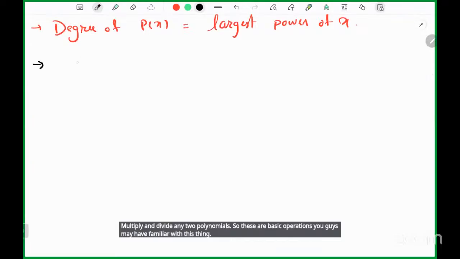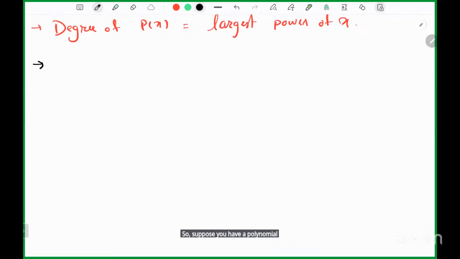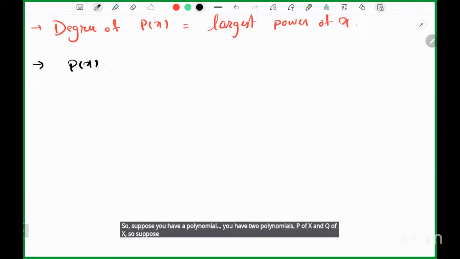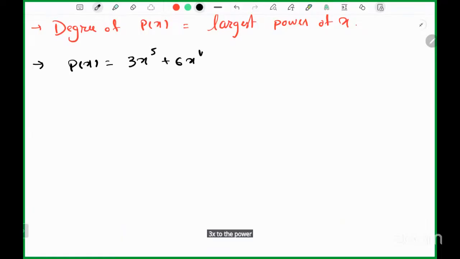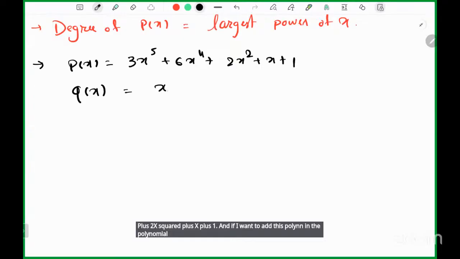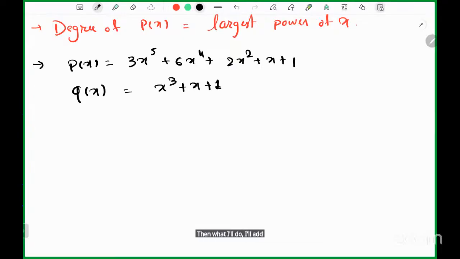Suppose you have two polynomials, p of x and q of x. I'll take a particular example instead of going abstractly. Suppose I have a polynomial p of x to be 3x to the power 5 plus 6x to the power 4 plus 2x square plus x plus 1. And if I want to add this polynomial to the polynomial q of x equal to x cube plus x plus 1, then what I'll do is add the same power of x.